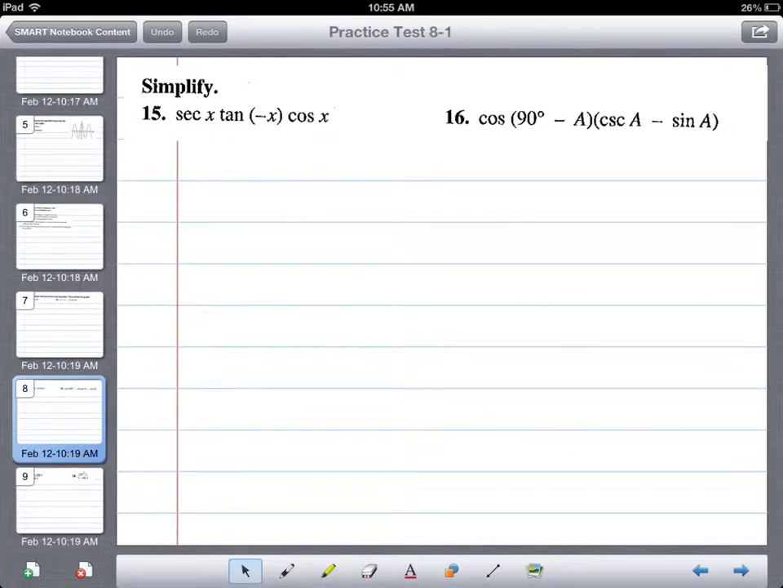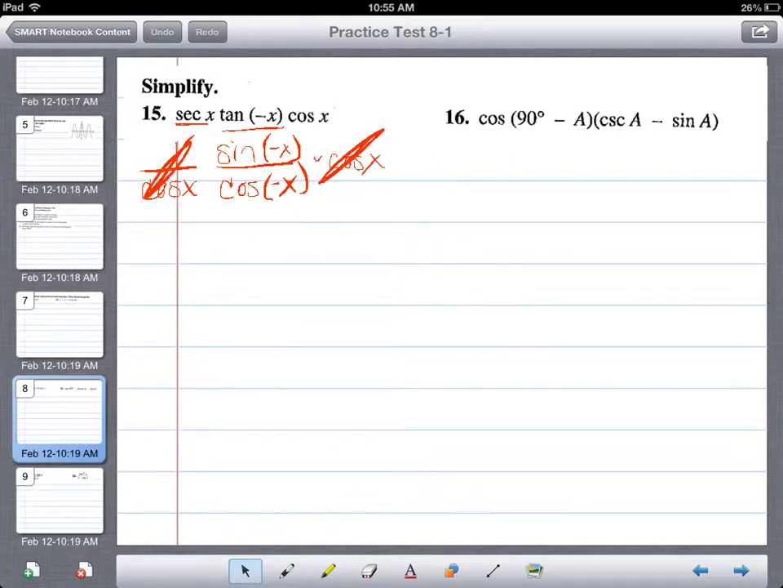Okay, here we are just simplifying expressions. I don't see any kind of identities I can use other than if I were to just rewrite this in terms of sine and cosine. So I'm going to rewrite secant as 1 over cosine, tangent, and I will write that as sine of negative x over cosine of negative x. I'll figure that out here in a second. Times cosine, that's already in sine cosine form. And I can see that these two are actually canceling. So now I have sine of a negative angle over cosine of a negative angle.